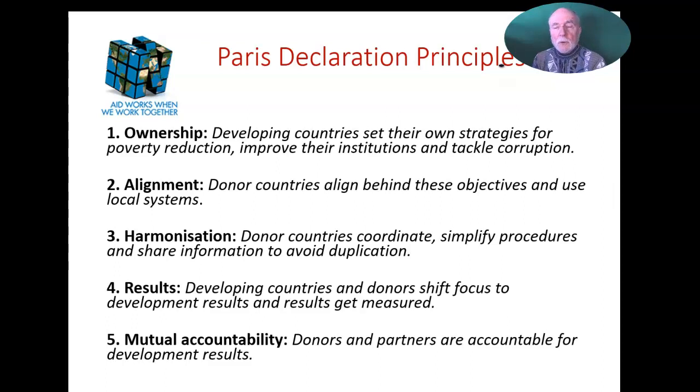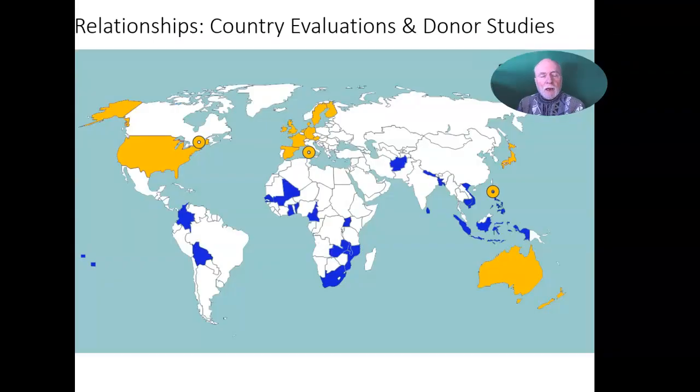And finally, mutual accountability. Donors and partners are accountable for development results mutually. The status quo being that accountability was one way. Recipients of aid were accountable to donors, but donors were not accountable to recipients, including accountability for following the Paris Declaration principles. Evaluation of implementation of the Paris Declaration principles involved 22 country case studies and 18 donor studies.